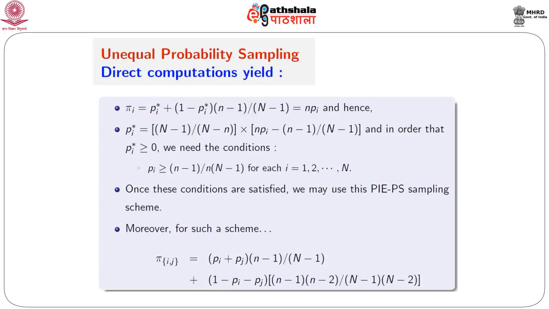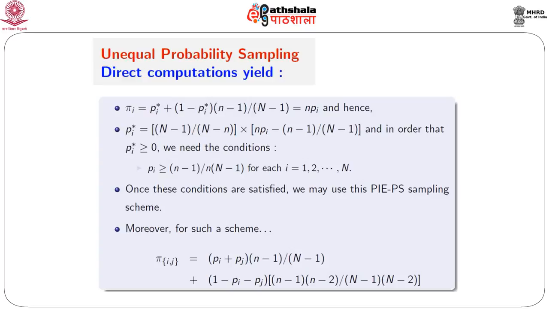Now you compute pi i for this scheme and make pi i equal to n p i, and thereby solve for p i star. Why pi i equal to n p i? If pi i is proportional to p i and if summation pi i equals small n, that is a result involving the inclusion probability and the sample size because you are referring to a fixed sample size. Therefore, pi i equals n times p i. So equate pi i to n p i, and from this sampling design, you know that pi i is a function of p i star.